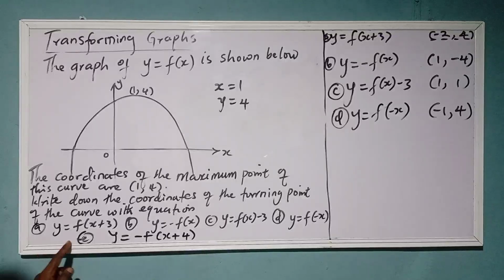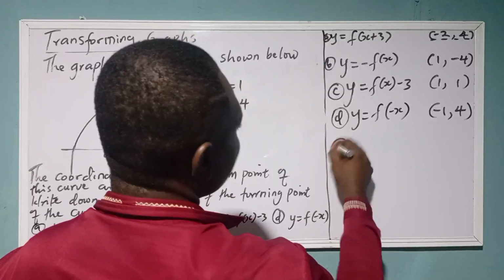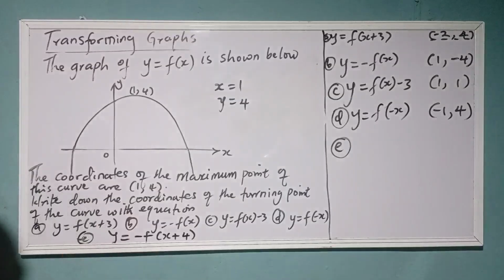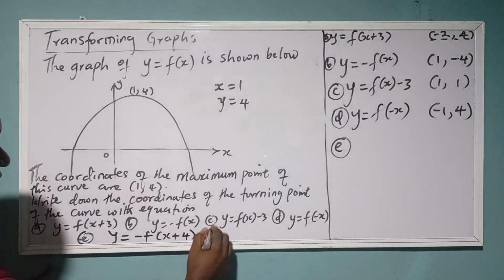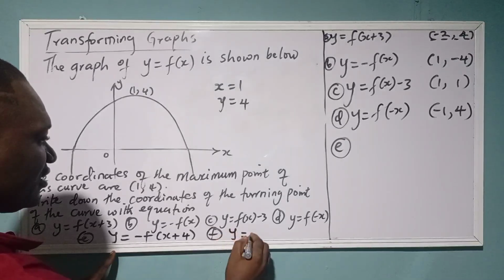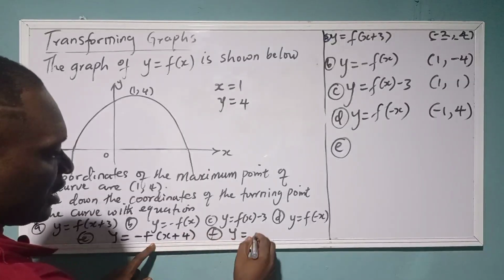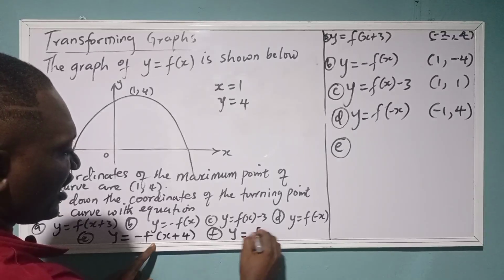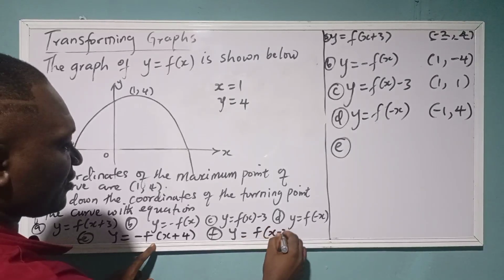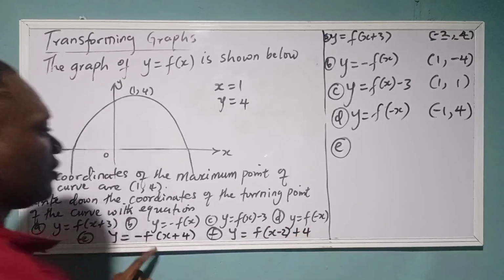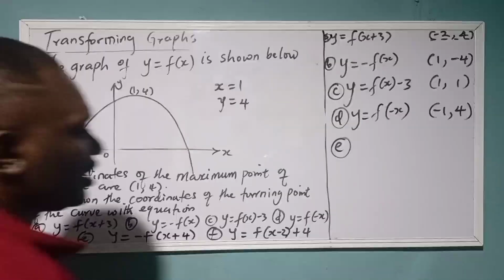Okay, so let's see E, which I said is a bonus. I'm going to add another bonus again, F. This one, I will say y is equal to f of x minus 2 then plus 4. Let's do it that way. I'm going to do that one too.